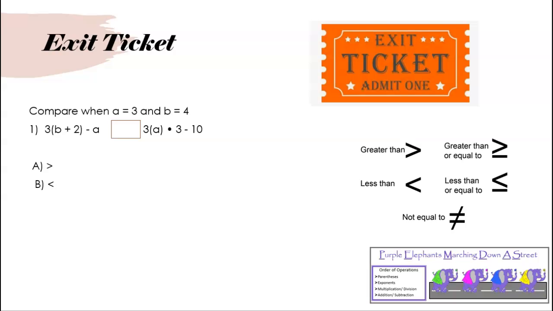Alright, it says compare these two expressions when a equals 3 and b equals 4. So wherever you see an a, you're going to put 3. Wherever you see a b, you're going to put 4. And then follow your order of operations and either pick greater than or less than.